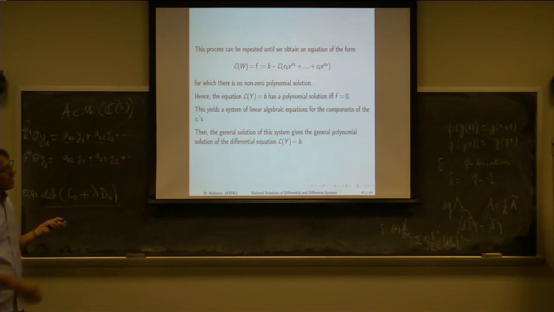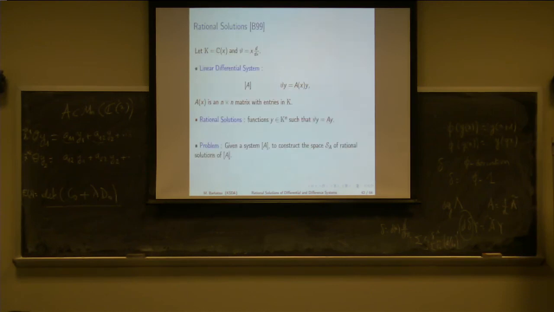I won't show you how to choose C and mu, because it's written in the paper, and I have to make some choice today. So let's just say that after a number of steps, you get an equation like this, and you have to solve it. You have a polynomial solution if and only if this right-hand member is 0, and so you have a linear algebraic system to solve, and this is the idea.